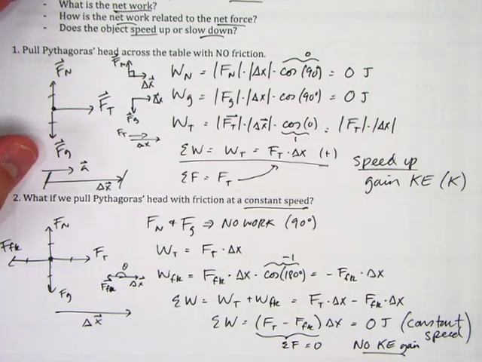All right. So there are 2 examples. In the next video, I'll break it here. We'll look at 2 more examples of finding net work from individual forces.